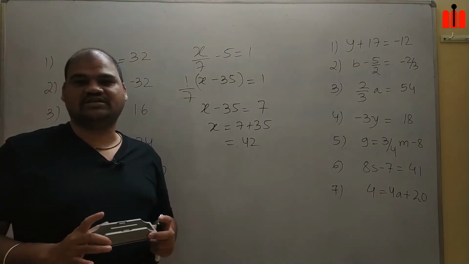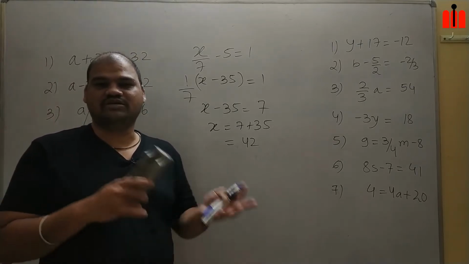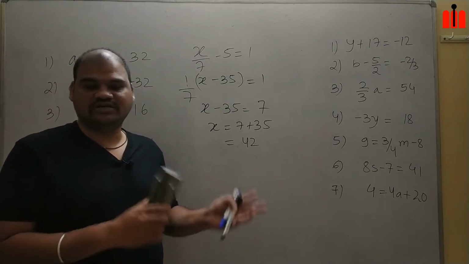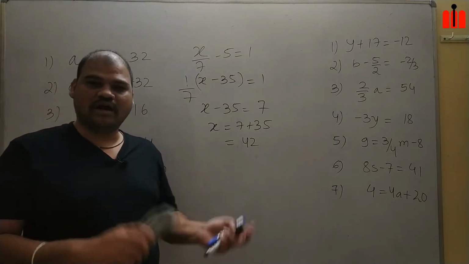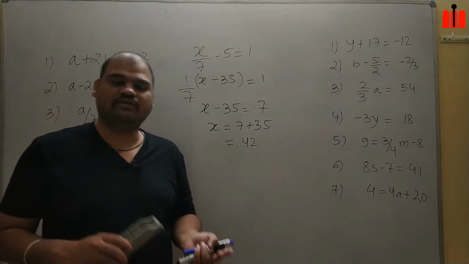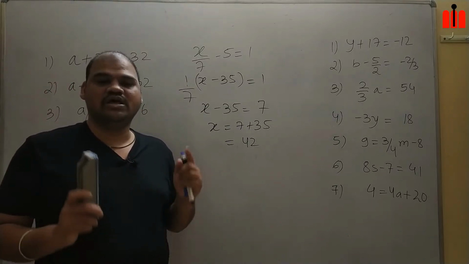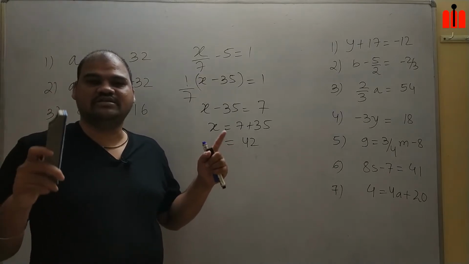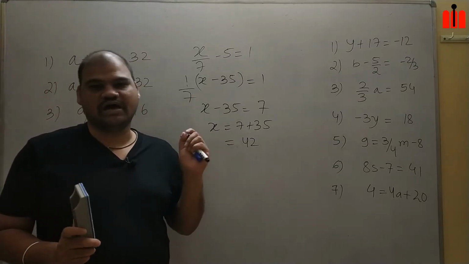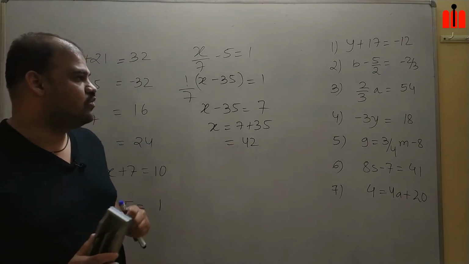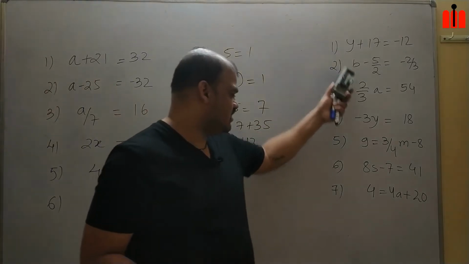So what had we done in this section? In this section we understood the basic operations when you shift numbers from LHS to RHS. Addition will become subtraction, subtraction will become addition, multiplication will become division, and division will become multiplication. And with multiplication and division, we have to be very careful to understand whether it is multiplied to the entire LHS or not, and only then can you shift it towards the RHS.